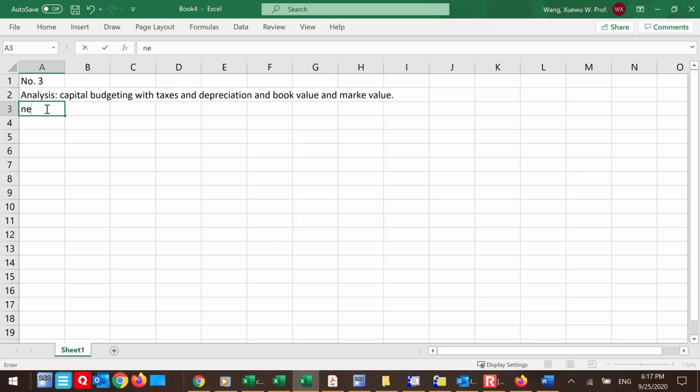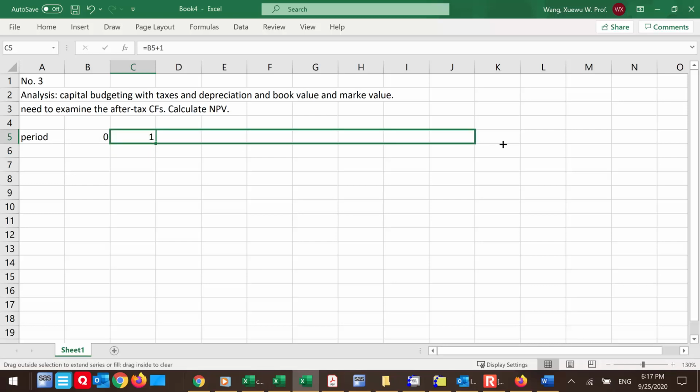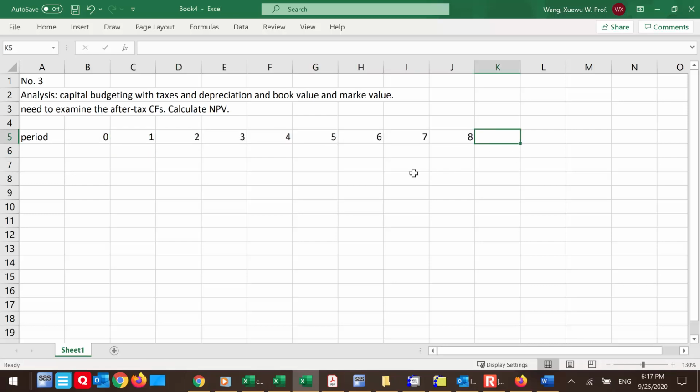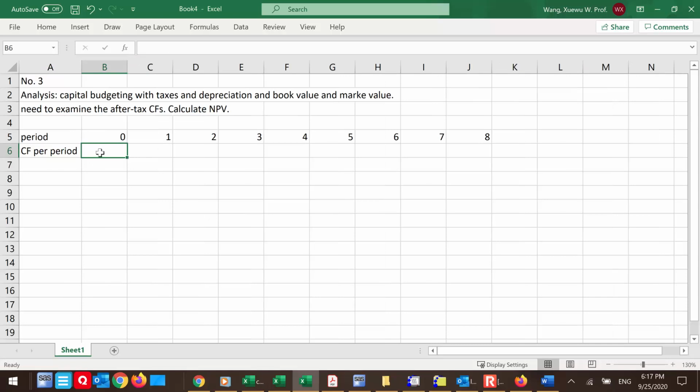So we need to examine the after-tax cash flows, and calculate NPV, and use that to decide. So I'm going to build a timeline here, and this is actually for 8 years for the machine to operate. So I'm going to build an 8 period timeline here, and let's look at the cash flow per period. So in period 0, you're going to invest in the machine, so that is negative $100,000.